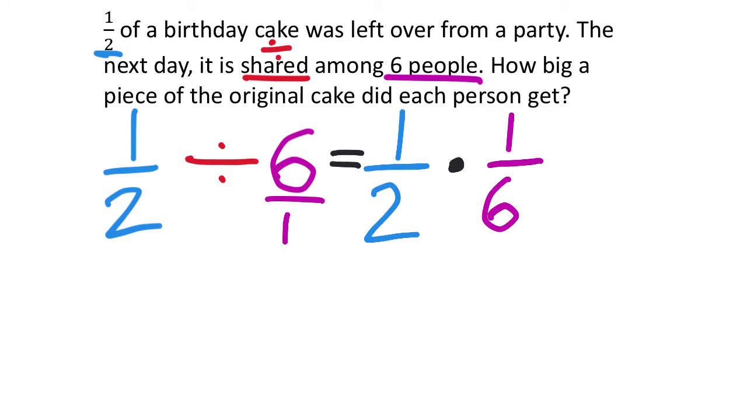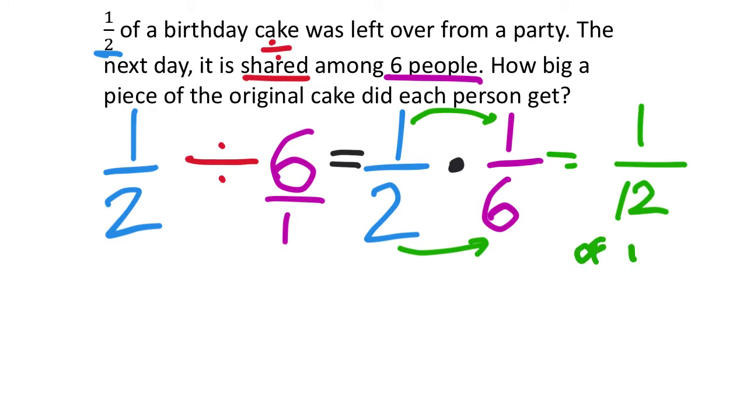Well, let's go and multiply these. So I'll just do straight multiplication. I don't see any cross simplification on this one either. So my numerator is 1 times 1 is 1, and my denominator is 2 times 6 is 12. So how big of a piece of the original cake did each person get? Well, that's the value we got right there. Each person got 1/12 of the cake. I guess I'll just put that, 1/12 of the cake.